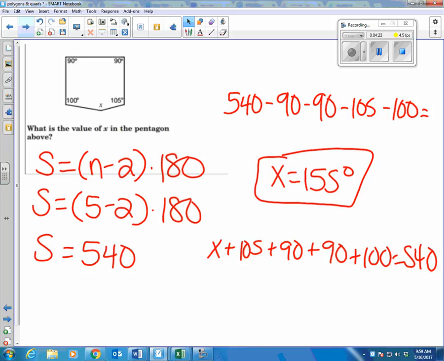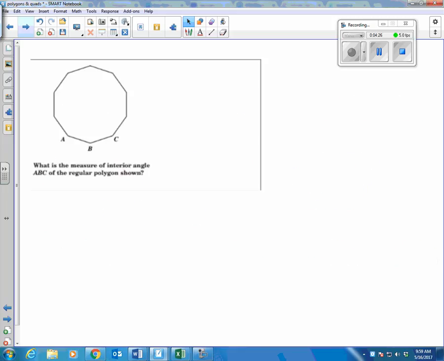All right, next example. Problem 2. What is the measure of the interior angle ABC of the regular polygon shown? All right, so we want this angle right here, ABC. Because it's an interior angle, and we only want one, and we know it's a regular polygon, they're all the same. So we need to figure out what all of them add up to be, and then divide by the number we have to figure out what one of them is. So now we've got to figure out, well, how many sides does this have? So this has 1, 2, 3, 4, 5, 6, 7, 8, 9, 10. It has 10 sides.